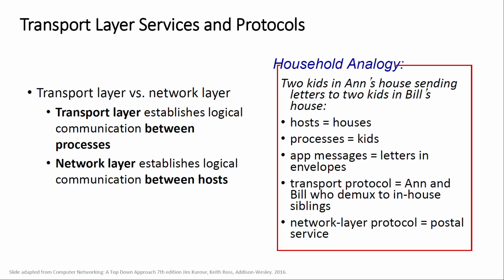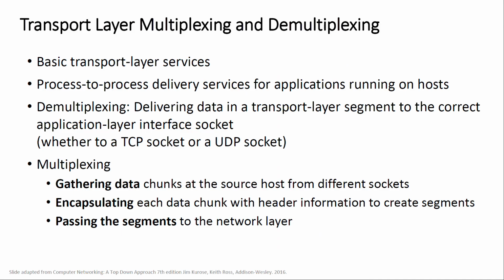Letters in envelopes are application messages. The transport protocol is Anne and Bill, who demux to in-house siblings. The network layer protocol is the postal service. At the network layer, the letters are sent to the houses, but inside the house, the transport protocol takes the letters and gives them to the rightful owner. So these are basic transport layer services: process-to-process delivery services for applications running on a host.